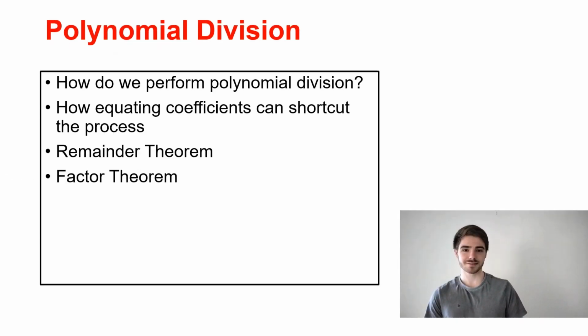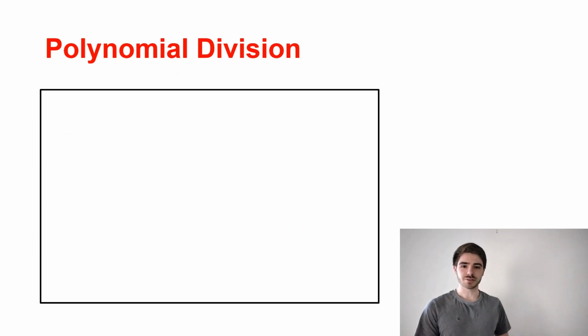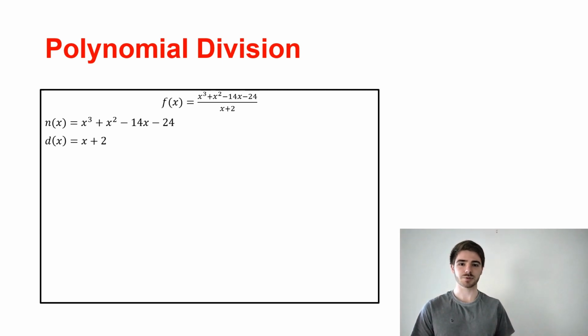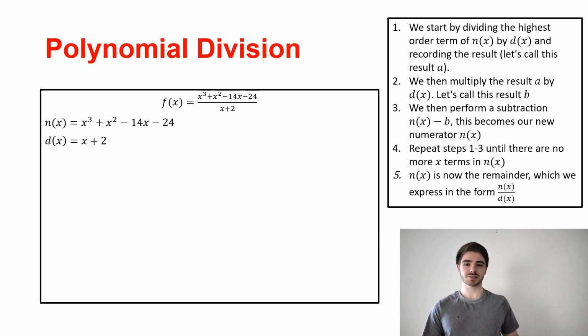Let's get to it. One way to simplify polynomials is to use polynomial division. Suppose you are told to simplify the following polynomial. Notice how f of x is actually a division of two polynomials. This is a hint that we can use polynomial division to achieve this simplification. So how do we actually perform polynomial division? Well, here's the step-by-step process.